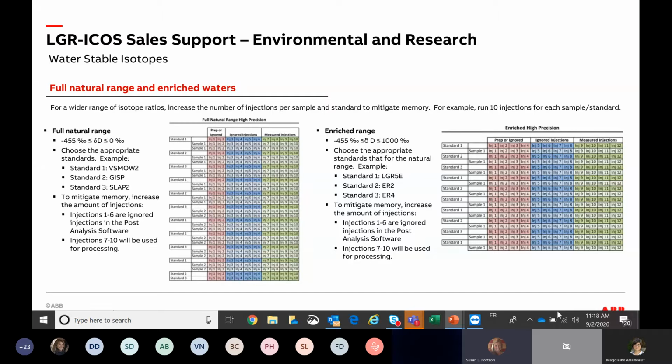For the enriched range on the right table, the customer would use enriched standards, which you can purchase directly from us. Because the samples are enriched, a 1-to-1 interleave of standards in between each sample is recommended for additional referencing. Next slide.